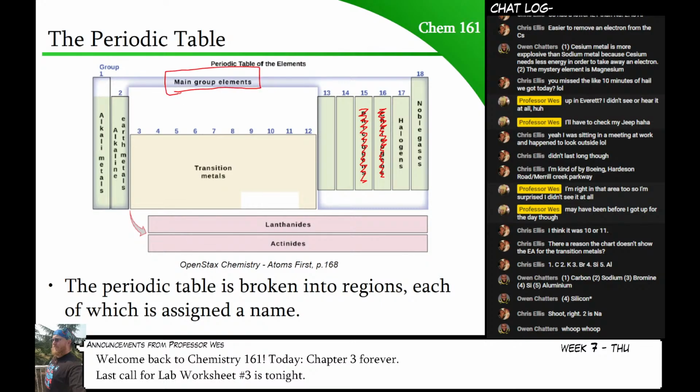These are the main group elements in groups 1, 2, and then 13 through 18. The main group elements are modeled best by all the stuff we talk about in chemistry.